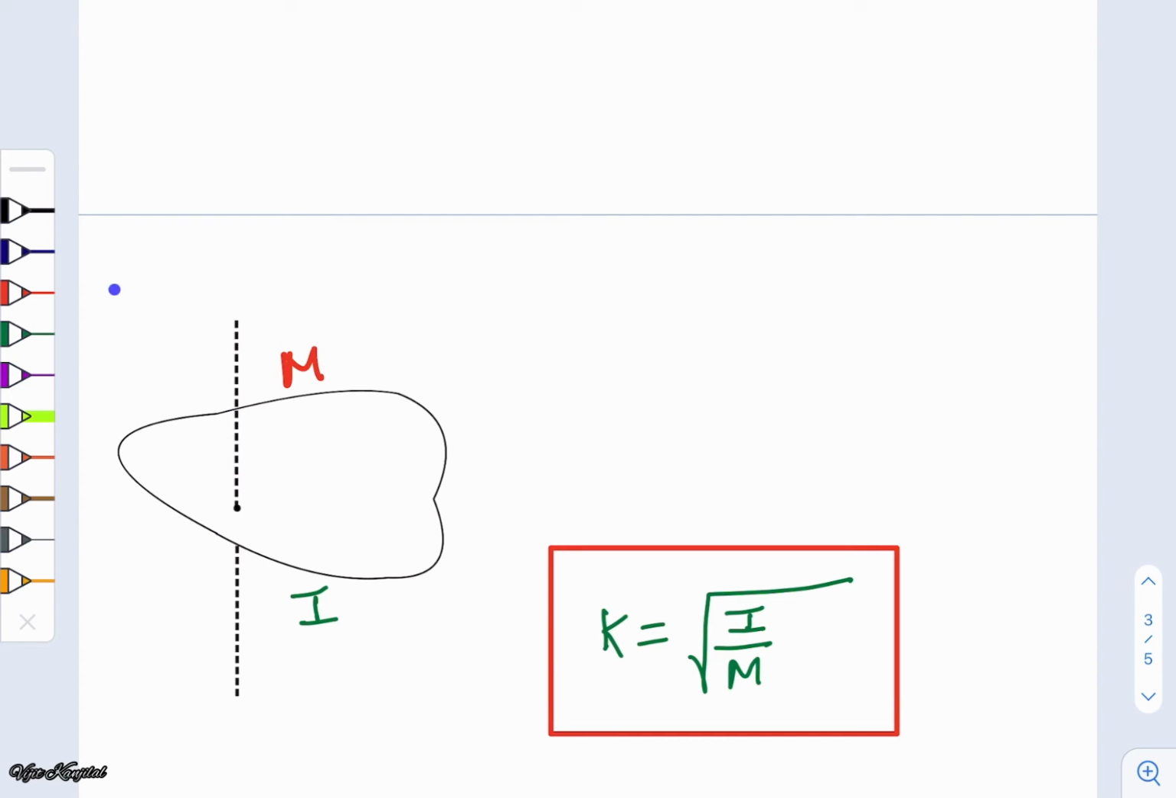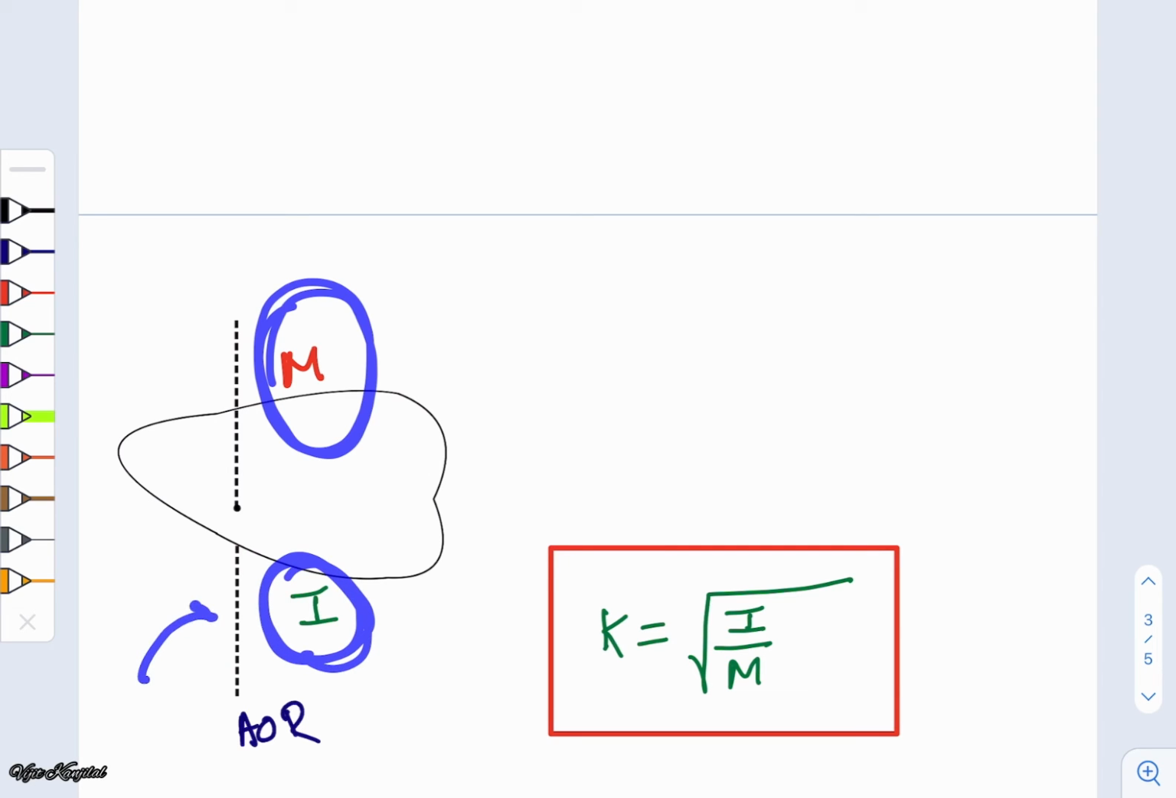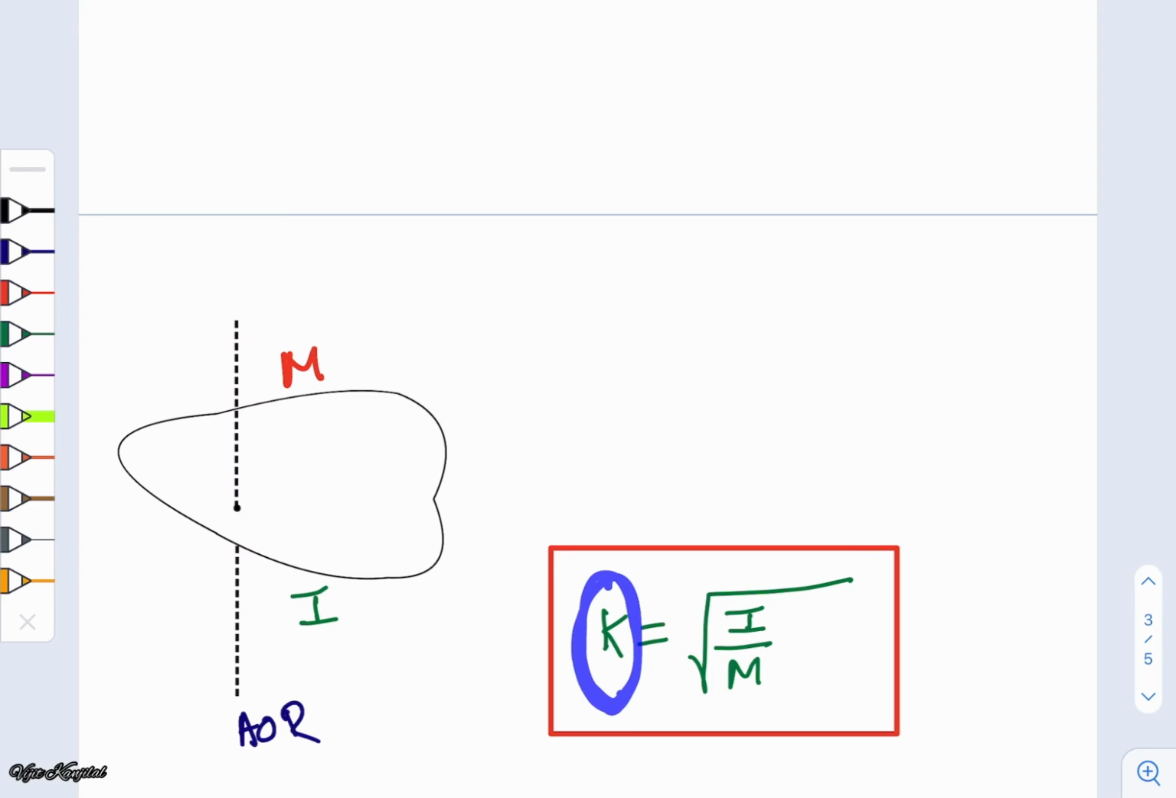If we are given a rigid body and this is the axis of rotation, if the mass of the rigid body is m, and the moment of inertia of this rigid body with respect to this axis of rotation is I, the radius of gyration, that is nothing but k, would be simply equal to root over I by m. So you can simply apply this particular formula. So let us try to calculate the radius of gyration of some standard bodies.